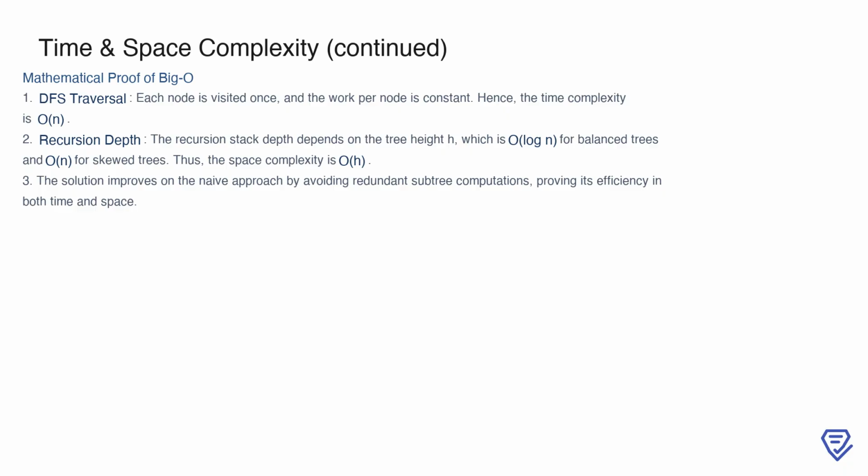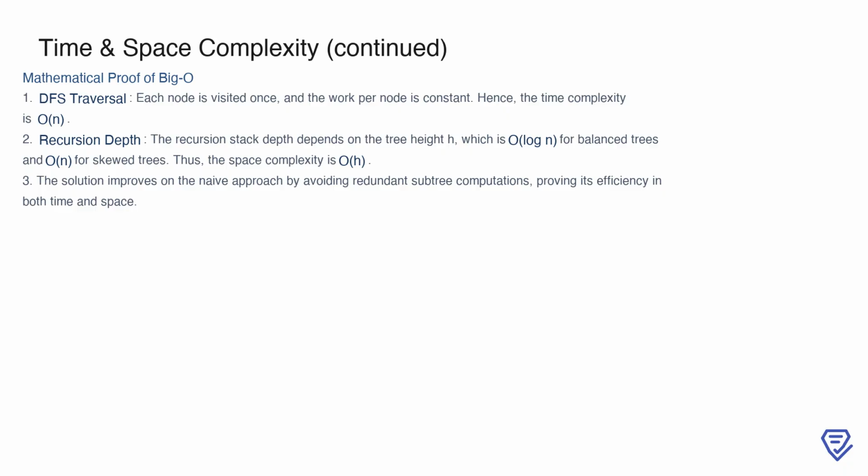Now, let's provide a mathematical perspective to reinforce the big O analysis. With a depth-first search traversal, each node is visited exactly once, and since the work done at each node is constant, the time complexity is O(n). Regarding space complexity, the depth of the recursion stack directly depends on the tree's height, h. For balanced trees, the height is O(log n), leading to O(log n) space complexity.